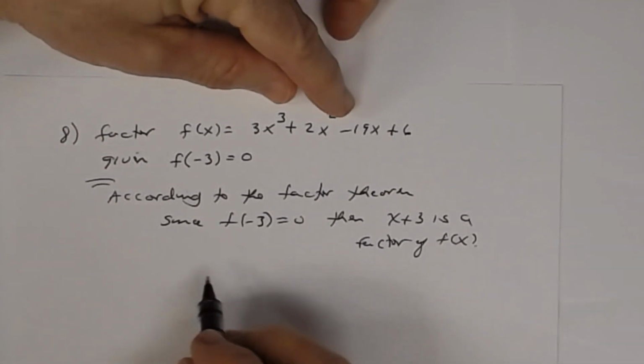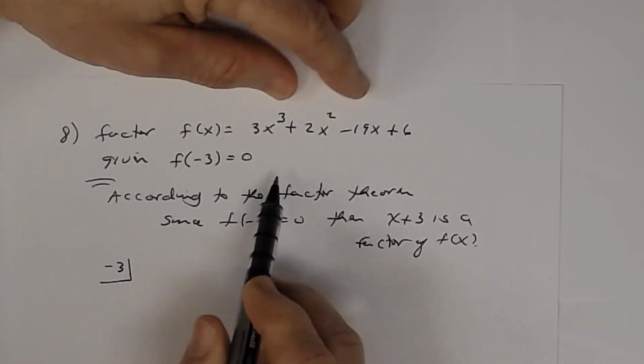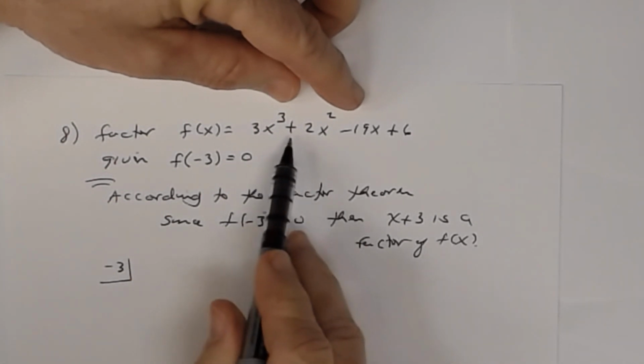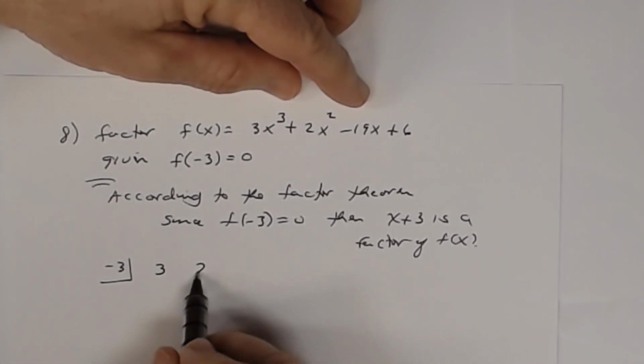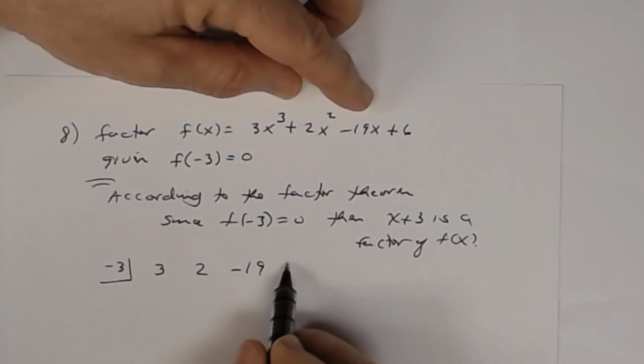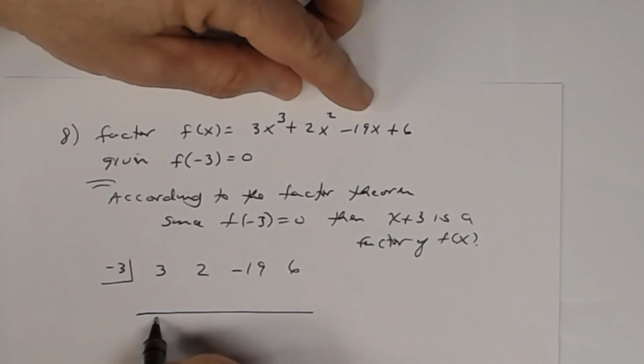So let's do that. So I have negative 3, and let's see, I'm not missing any terms, and it's already in descending order, so let's put the coefficients. So I have 3, 2, negative 19, and 6. All right, so when I use synthetic division, keep in mind that my remainder better be 0 because that's what this says, right? Okay, but that's going to help us to find the other polynomial, and we can factor the result. So bring down the 3.